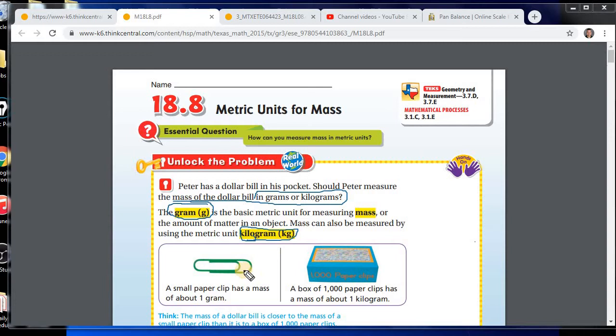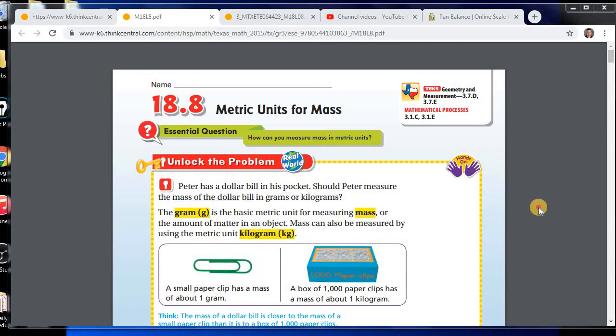A paper clip has the mass of about 1 gram. A box of 1,000 paper clips will have the mass of about 1 kilogram. So that's the basic understanding that you need to have. And going back to what unit you're going to use to weigh something, if it's a larger object, you're going to use kilograms. If it's a smaller object, you're going to use grams. If you're able to visualize that a paper clip weighs about 1 gram, and a box of 1,000 paper clips is 1 kilogram, then 1,000 grams equals 1 kilogram.